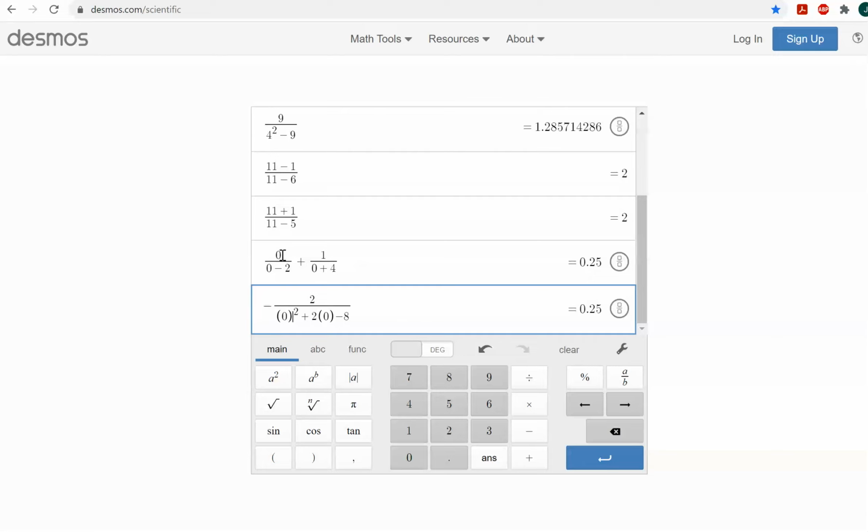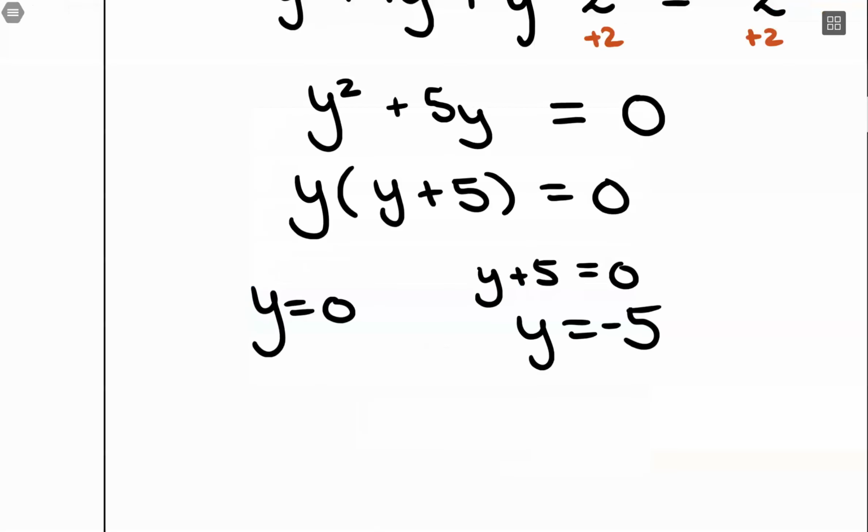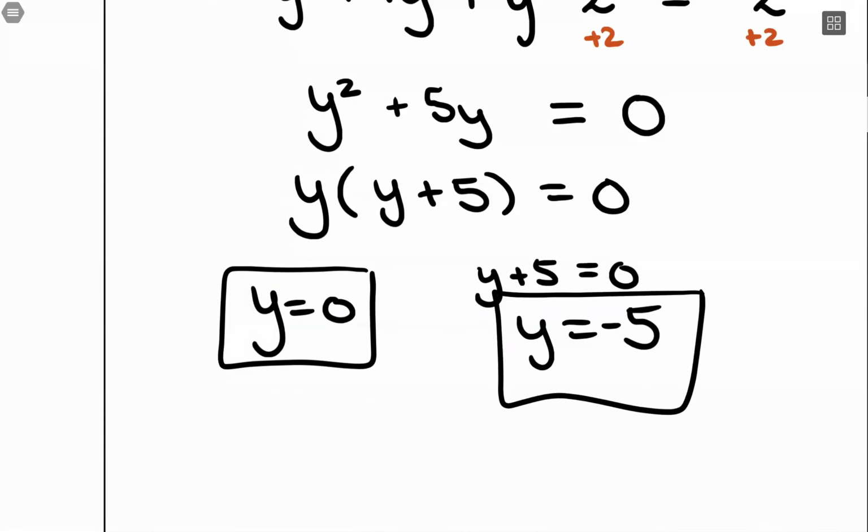Now I'm going to do the same thing, and I'm just going to edit where I had 0 before. I'm going to type in -5. So we get that out. And then over here, -5 in parentheses, -5 in parentheses, and it balances out. So in this case, we have two solutions. Both work as solutions for our equation.